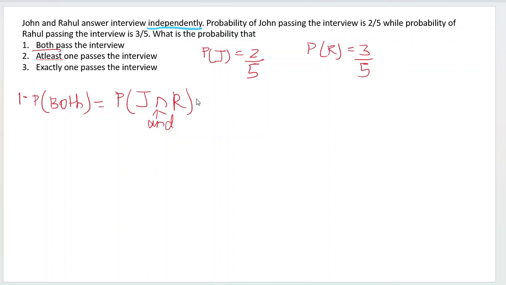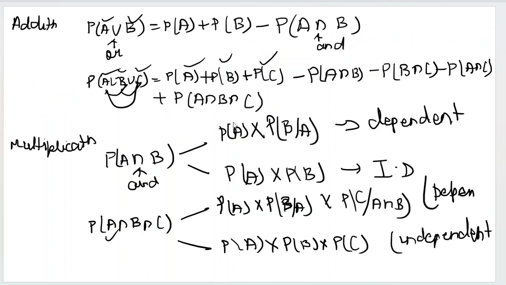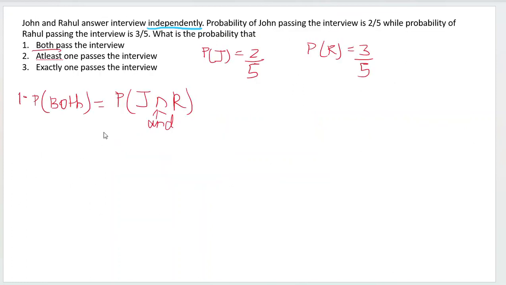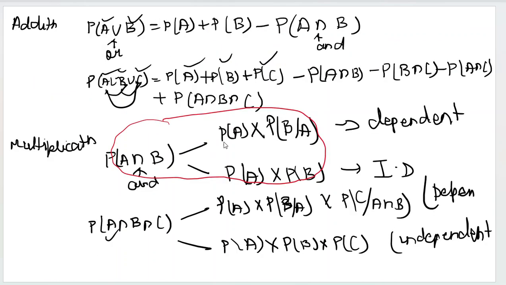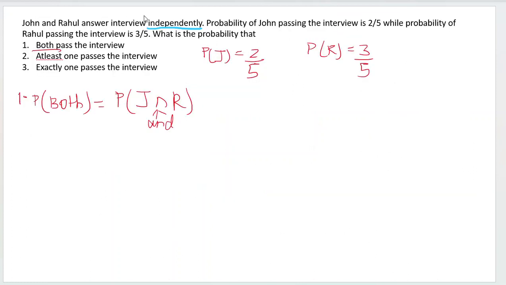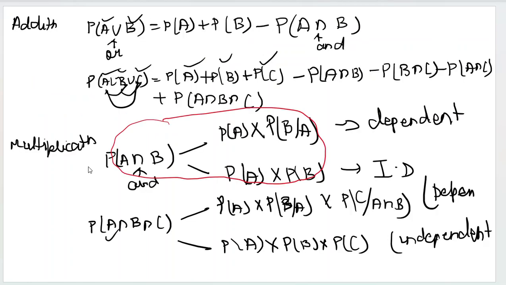Now there are two formulas again as stated over here. One for independent and one for dependent. So this actually resembles the same thing. Like here there is A and B, over here there is J and R. So since the word is independent, we have to use one of these two formulas, either P of A into P of B given A, or we have to use P of A into P of B. Now this one is for dependent and this one is for independent. In the question there is the word independently, which is why we use the second formula in this case.